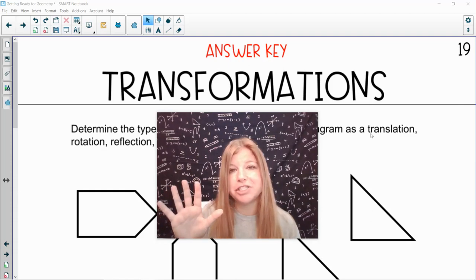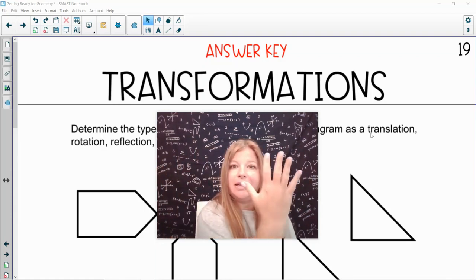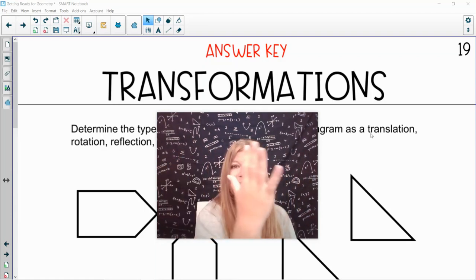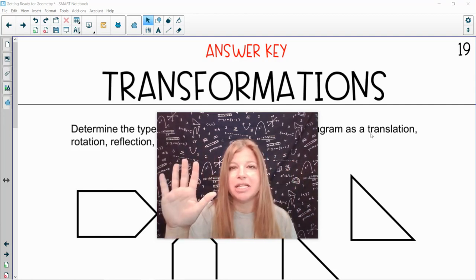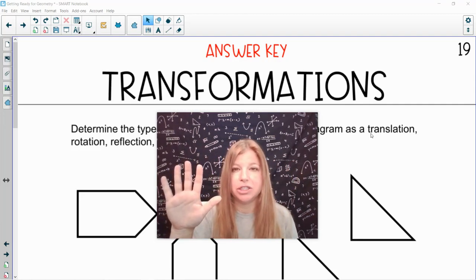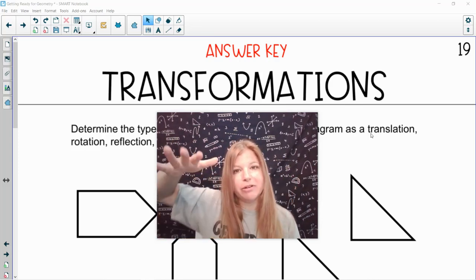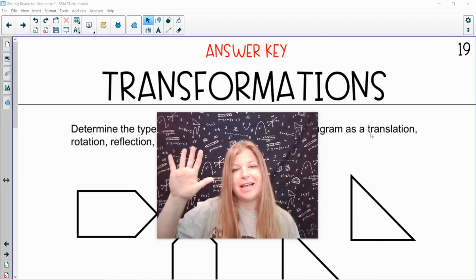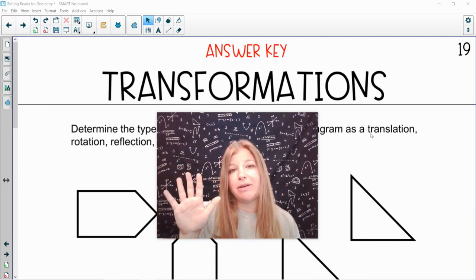Then there's reflection. Reflection is when you take a figure and you reflect it, let's say, like this. So my hand, a reflection. The shape has not changed. The size did not change. It's just its order changed. The direction it was facing was changing. I could reflect like this. Those are your reflections.